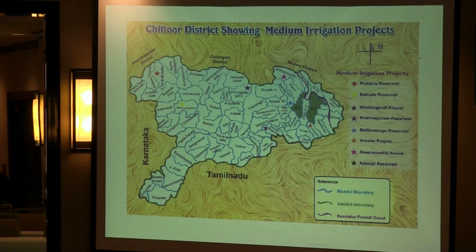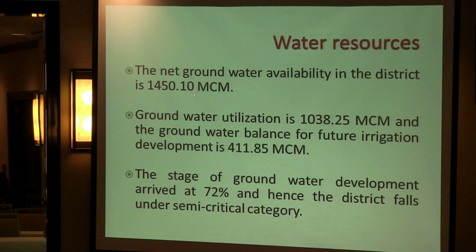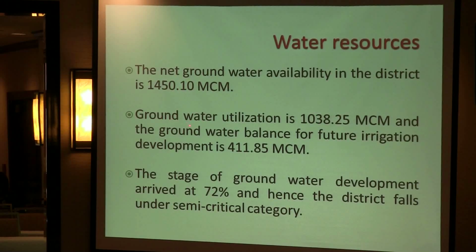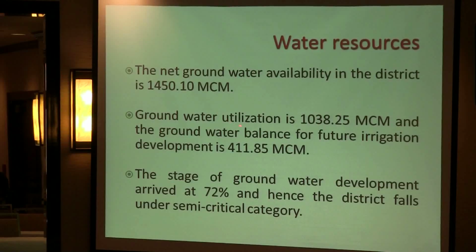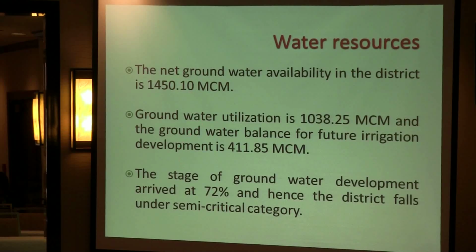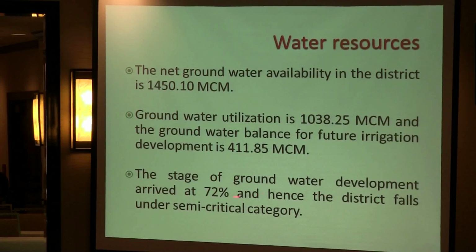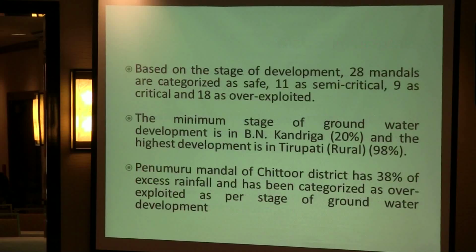In fact, there are no irrigation projects except at very few locations, but these also do not have sufficient water, and the majority of the area is uncovered. The water resources are only about 450 MCM. Out of this, the groundwater utilization is 1030, and only the balance is from irrigation projects. So the stage of groundwater development arrived at is about 72%, and the district falls in the semi-critical category.